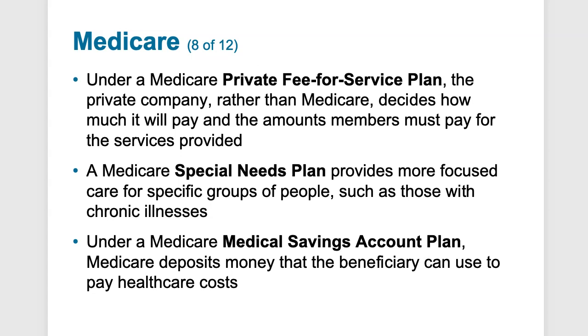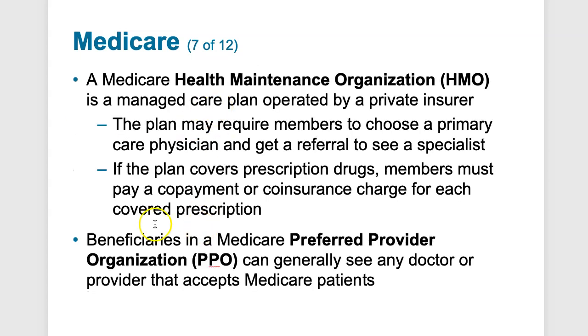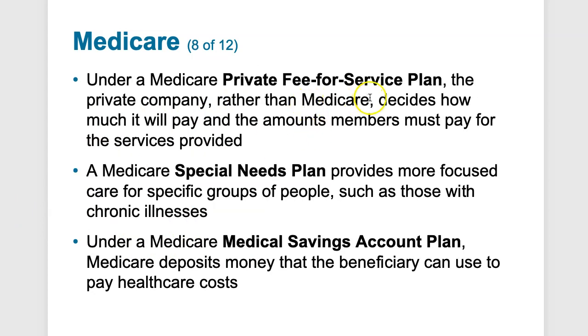So like in private insurance, all these options are also involved in private insurance. In private insurance, you have your HMO, your PPO, your private fee for service, your special needs, and your medical savings accounts. These are just a choice you have under Medicare if you want to pay for and get this extra service or extra coverage.